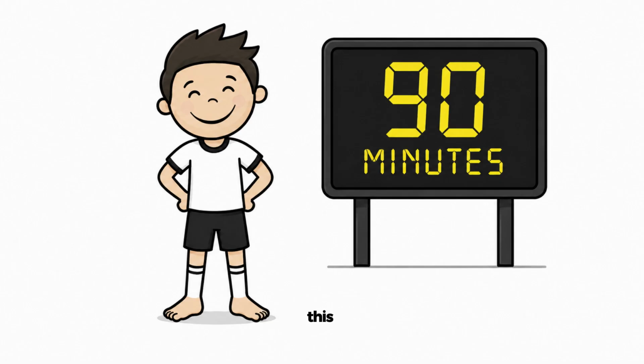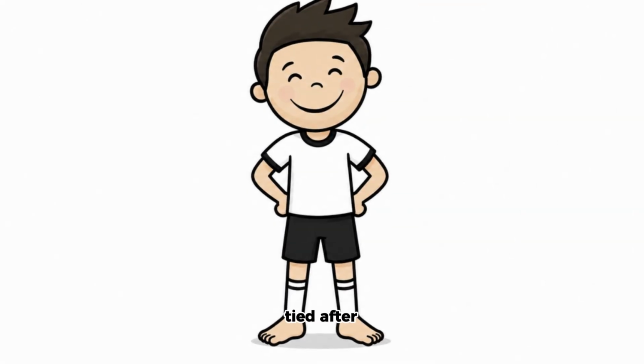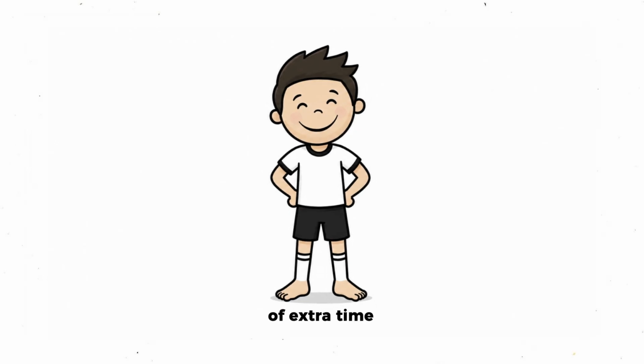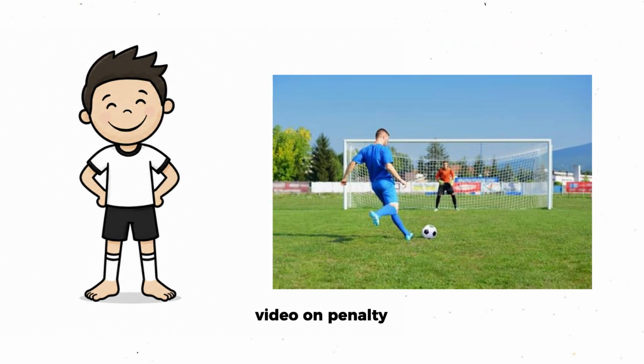So the order goes like this: 90 minutes of regular time plus stoppage time. If it's still tied after all that, 30 minutes of extra time. And if it's still tied after that, penalty shootout. We have a full video on penalty shootouts coming soon. But that is the complete picture of how a soccer game can end.